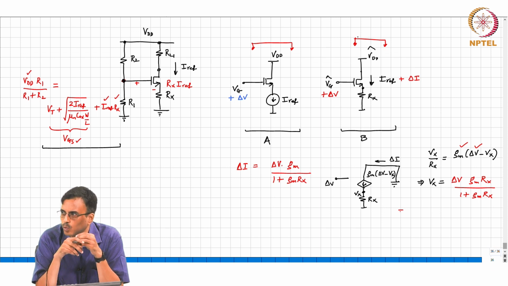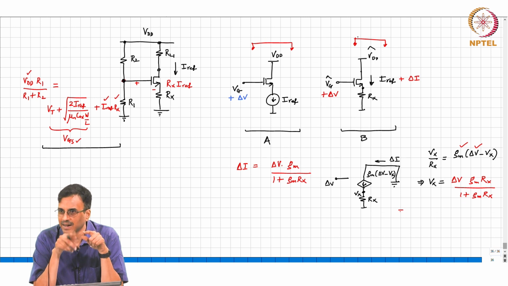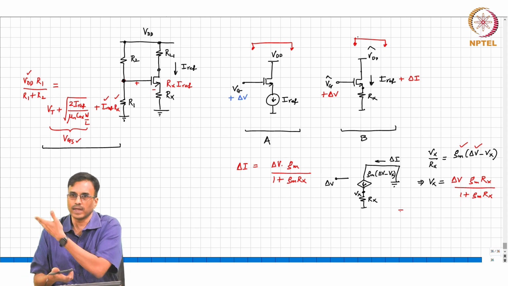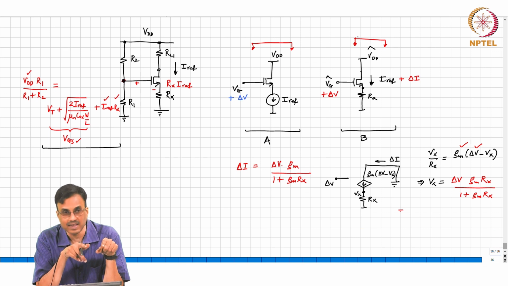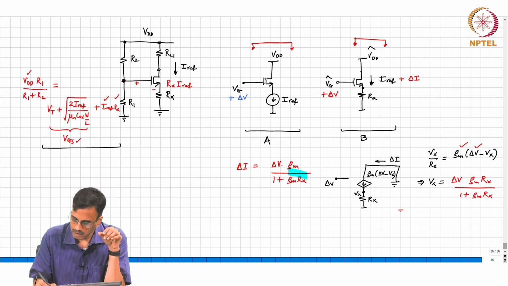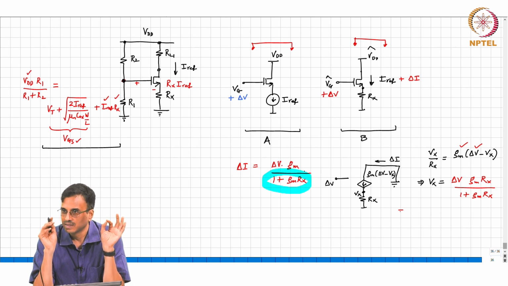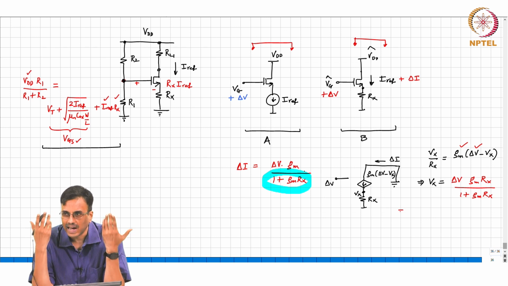What does it mean to have a large Rx? What constitutes a large Rx? Without Rx, the change would have been Gm delta V. What is the job of Rx? To reduce that change, right? I am telling you, or the equation is telling you that if I plop in an Rx, the change in current is going to be Gm delta V, which is the change without Rx, divided by this factor 1 plus Gm Rx. This is valid for all values of resistance Rx. So now the question I am asking you is, what constitutes a large Rx?